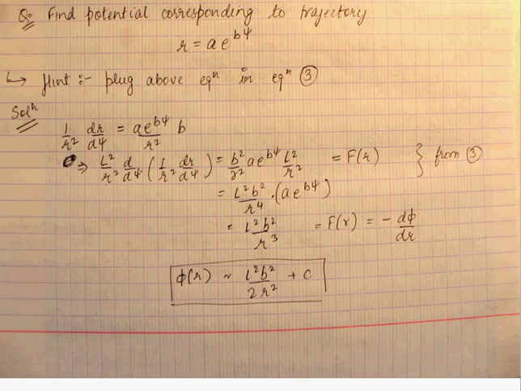Okay. I hope you understood the problem. So basically the problem was that you were given a trajectory and you were trying to solve for the corresponding potential, and it becomes really easy if you plug in this equation in equation 3, right?